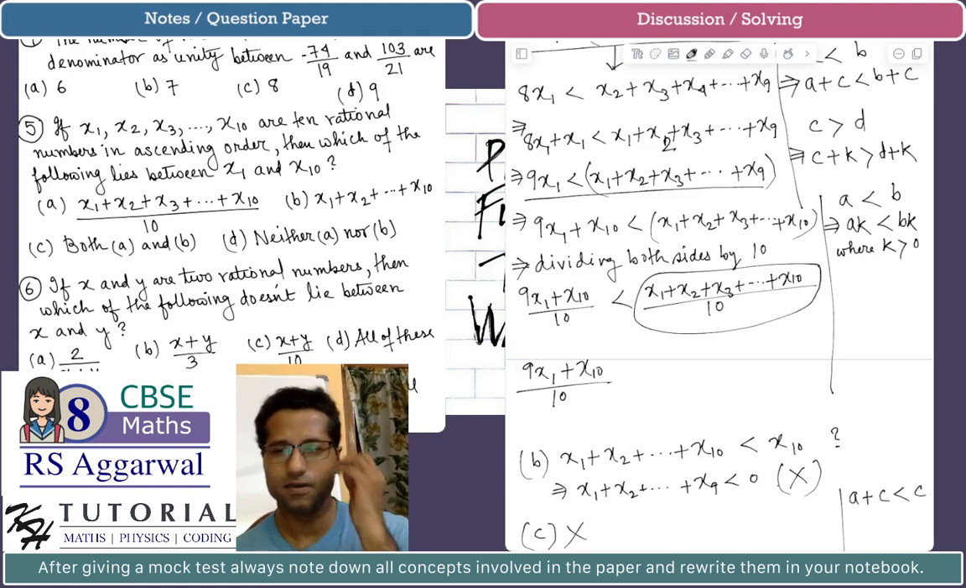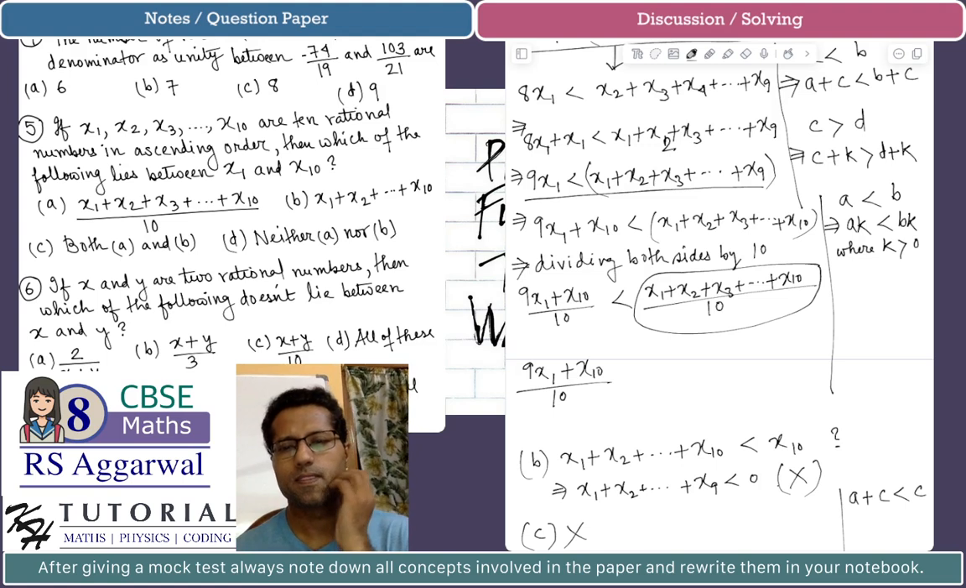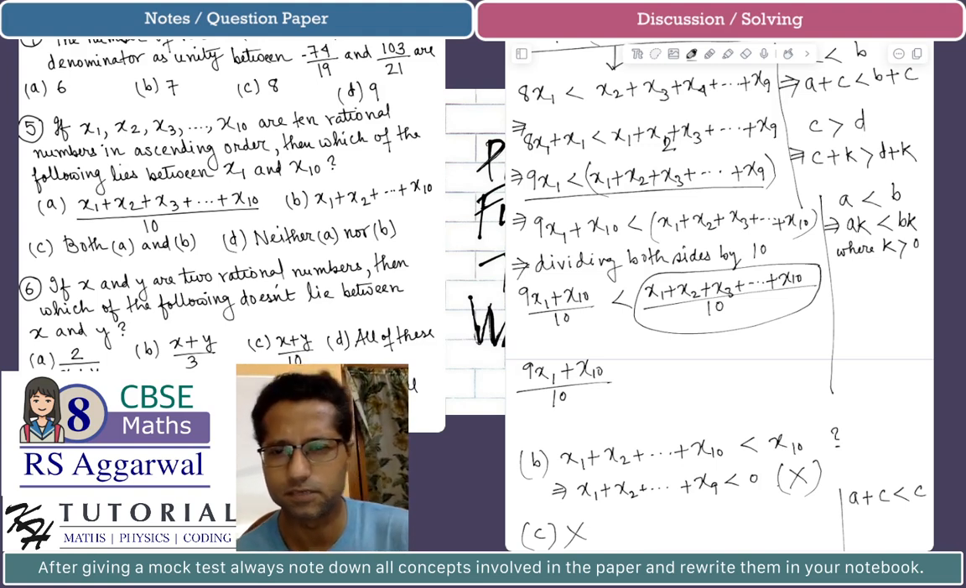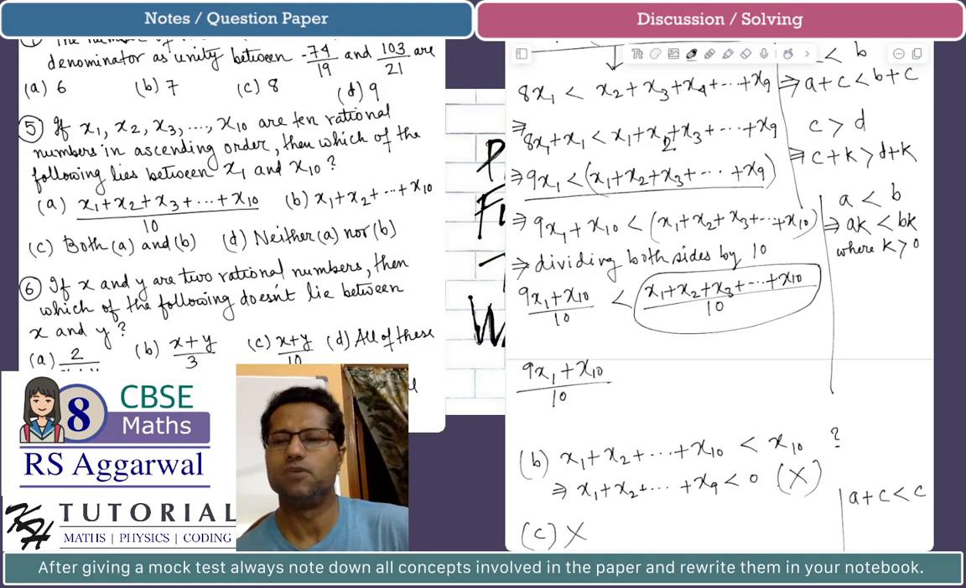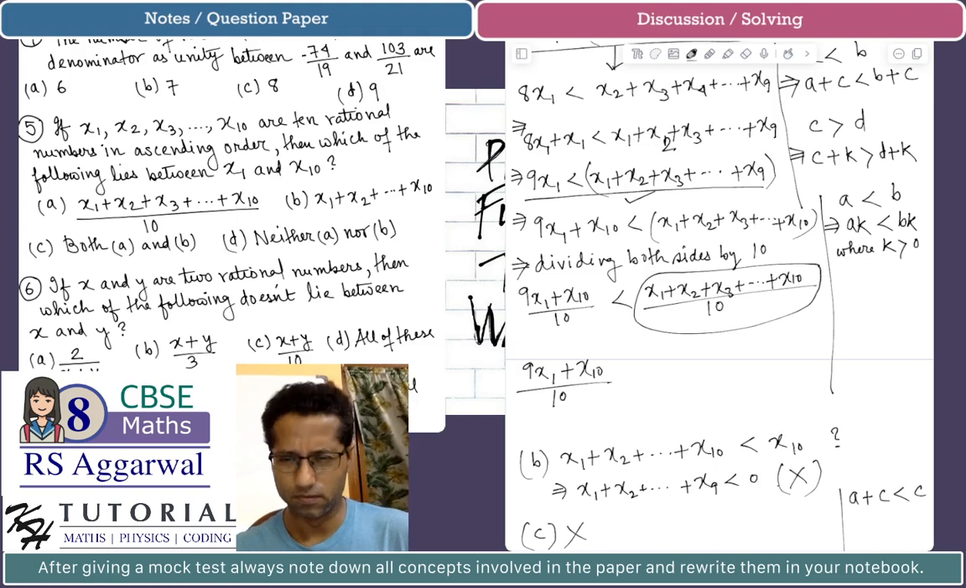From this, can we say that? How can we say that? On the right hand side, we just need x10. As of now, we are getting 9x1 less than x1 plus x2 plus x3 plus up to x9. On the right hand side of this inequality, we need x10. X10.